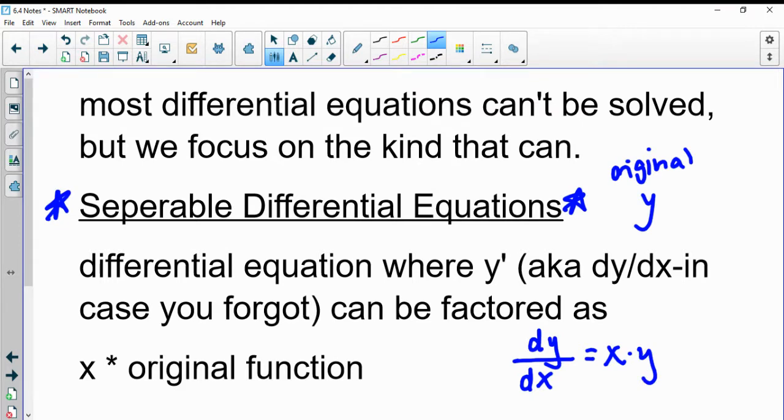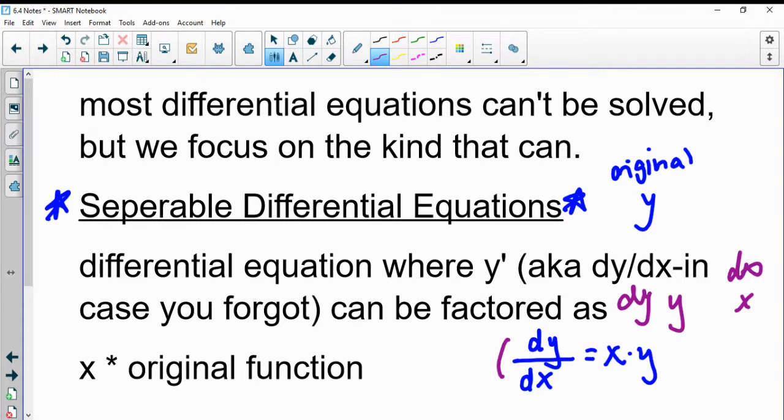And the reason this is called separable is because what we're going to do is separate this dy dx, and we're going to get all the y's on one side of my equation and all the x's on the other side of the equation. So we're going to split up this dy dx. So somewhere we'll have a dx, on another side of the equation we'll have a dy, and we're going to separate it. And then we're just going to solve for y.